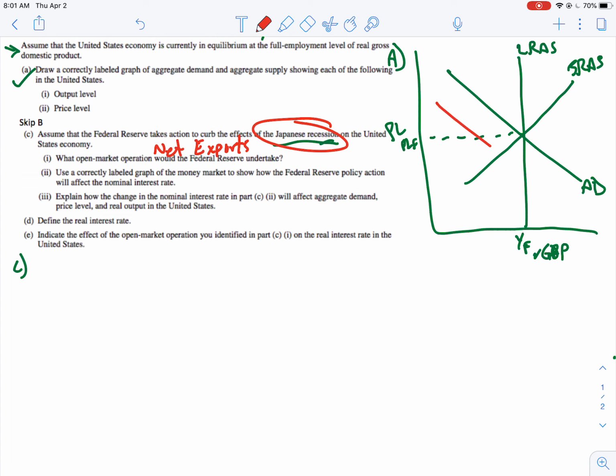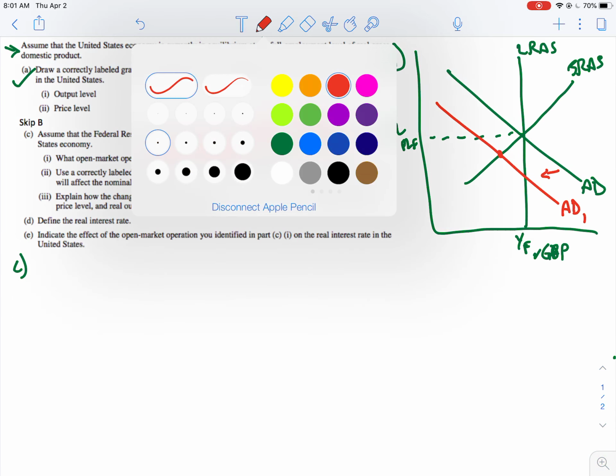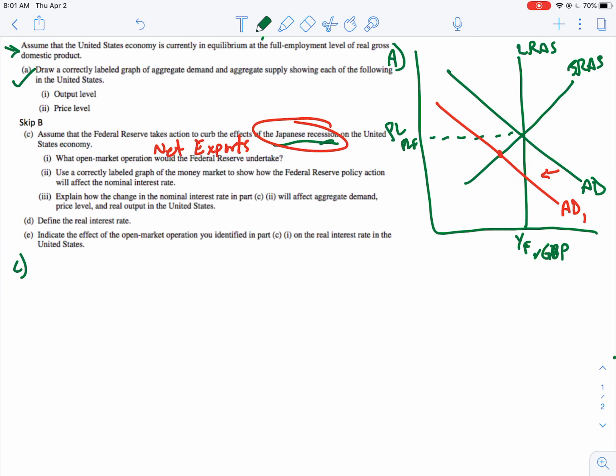Basically, it's going to look something like this. Aggregate demand is going to shift left because we're not going to sell very much to Japan. Okay? So for all intents and purposes, what the Fed is trying to do is stave off this negative economic impact. So we're going to go back to green. And what open market operations would the Fed undertake? So the expansionary monetary policy here is to buy bonds. We know that buying bonds is expansionary.